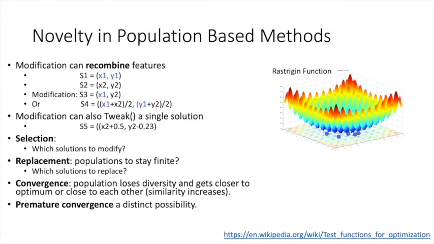However, one problem with this convergence, the example of which you have seen, is that it is possible for the solutions to converge around a suboptimal area of the space. If this happens, that is called premature convergence. And there's a lot of research on avoiding that, but there's no definite answer as yet.